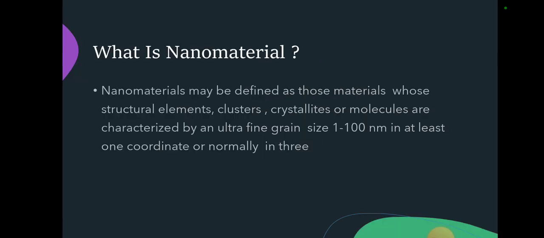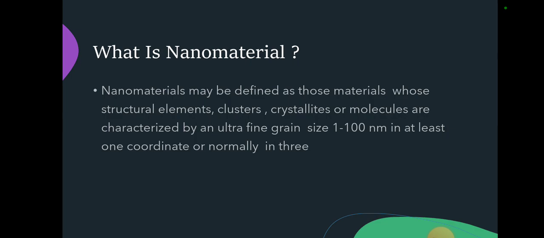And what is nanomaterial? Nanomaterials may be defined as those materials whose structural elements, clusters, crystallites or molecules are characterized by an ultrafine grain size of 1 to 100 nanometers in at least one coordinate, and normally in 3 dimensions.